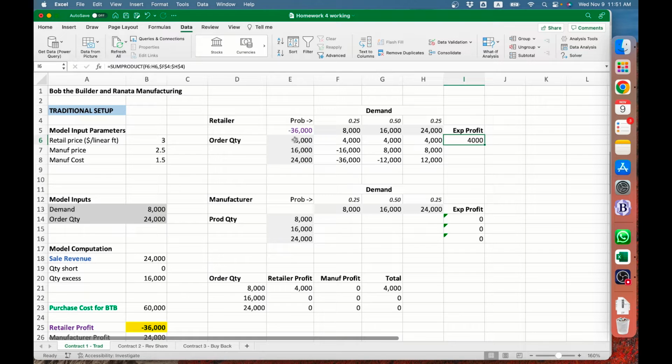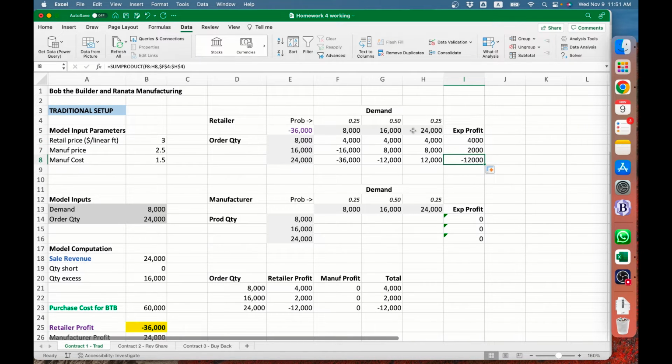If we order 8,000, we're guaranteed to sell the 8,000 because demand is at least 8,000, and we can't sell more than 8,000 because we only ordered 8,000. So we always make 4,000 profit, and we can drag it down to get expected profit.